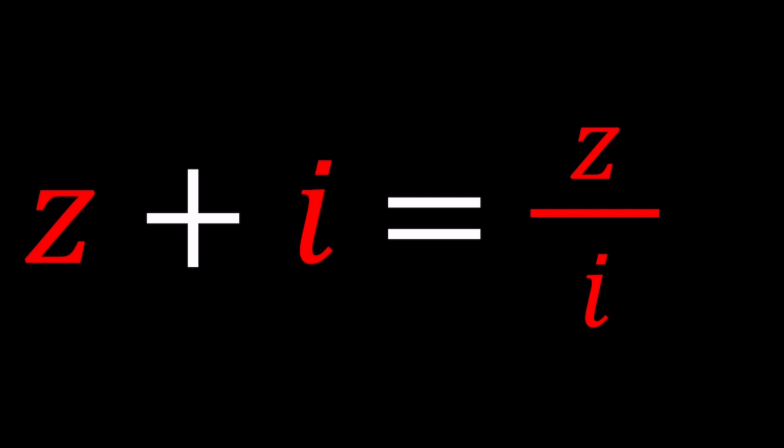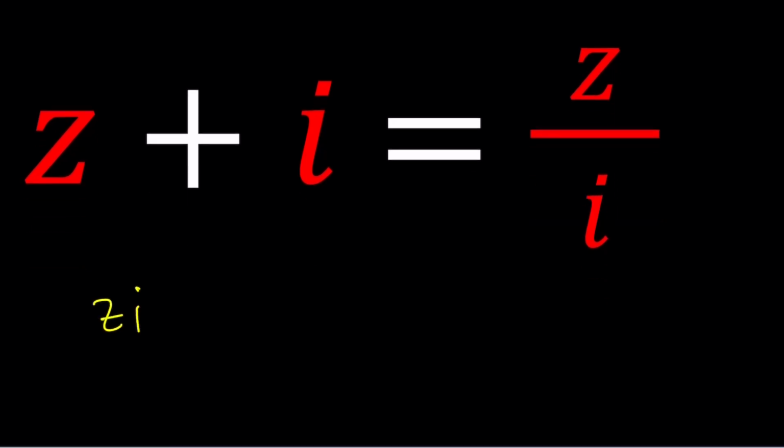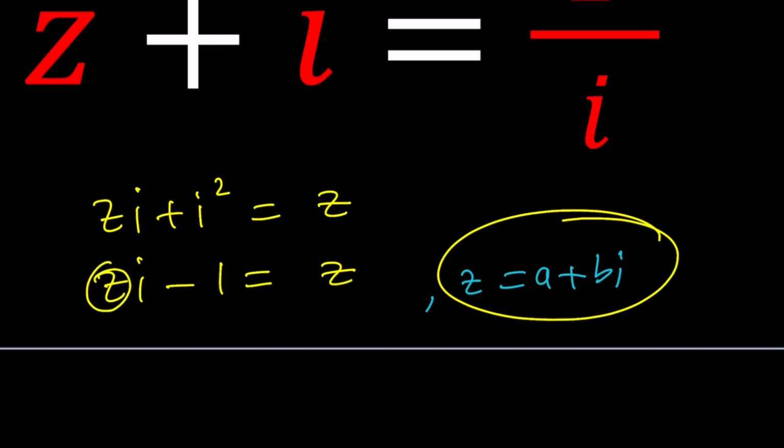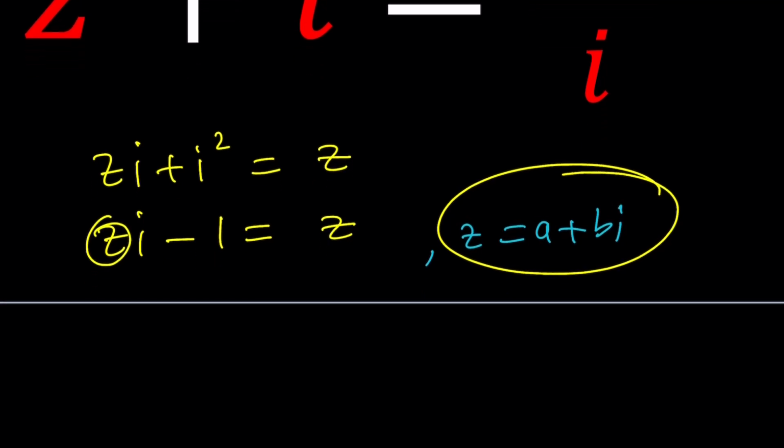The very first method is basically going to involve cross multiplication first. Let's go ahead and multiply z plus i by i. So it's going to be zi plus i squared equals z. And then i squared is -1, so I'm going to write it as zi minus 1 is equal to z. And now, since z is a complex number, I can just replace it with something like a plus bi, right? Does that look familiar? z equals a plus bi. If you replace z with a plus bi, then you get i times (a plus bi) minus 1 equals a plus bi. And of course, we can solve for a and b, can't we?